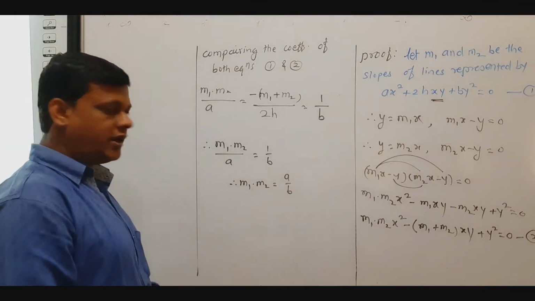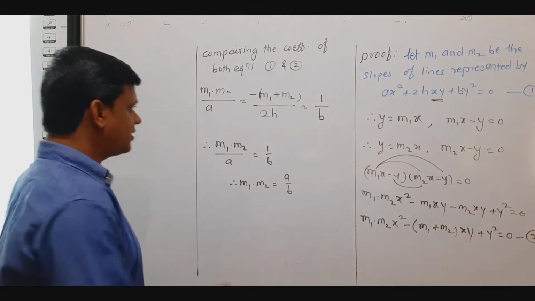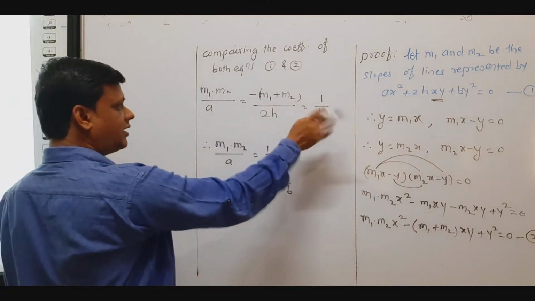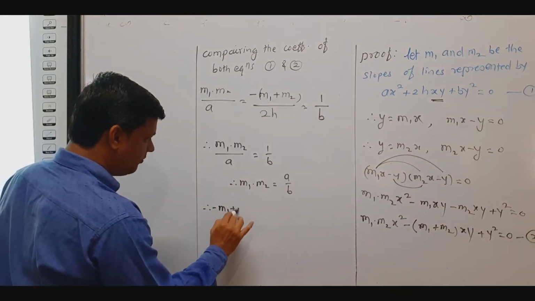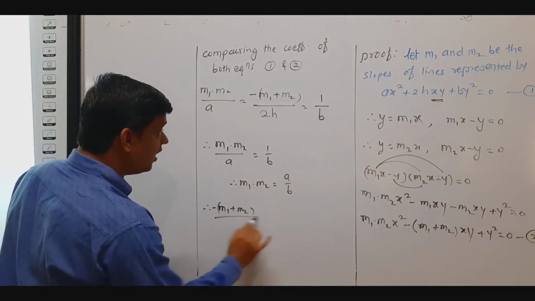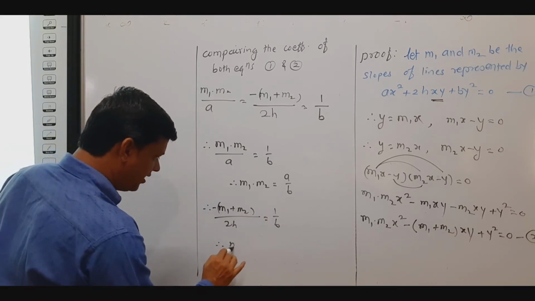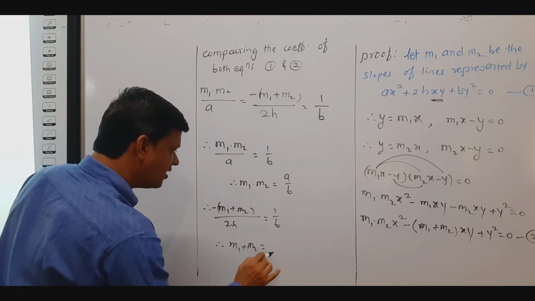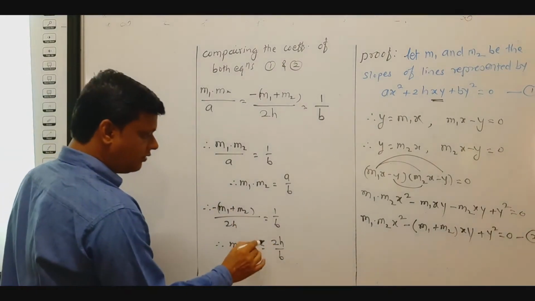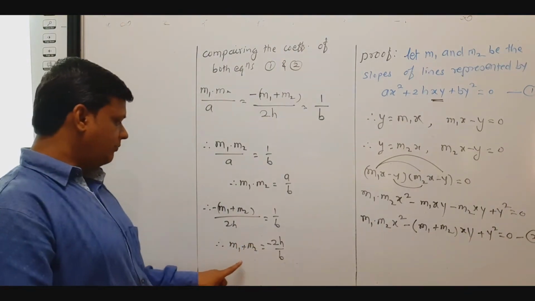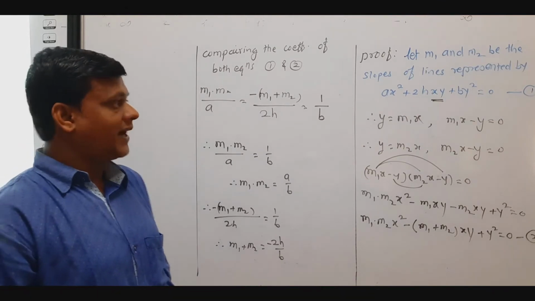That we already use for solving the problems. Now if we compare the second with the last ratio, minus (m1 plus m2) upon twice h is equal to 1 by b. So after transferring this minus sign to the right hand side, we get m1 plus m2 equals to minus twice h by b.